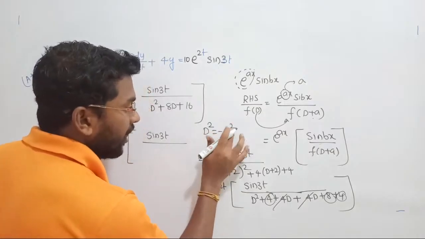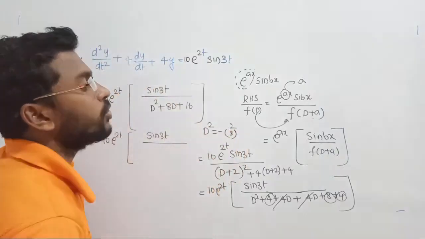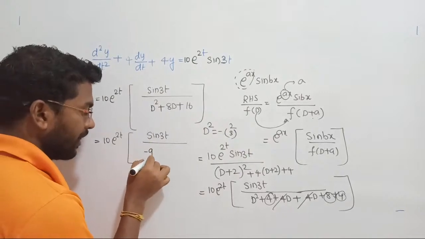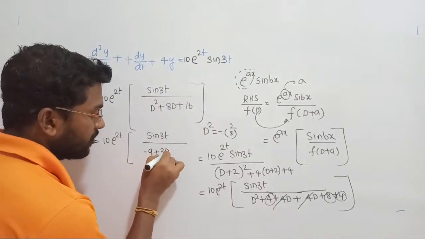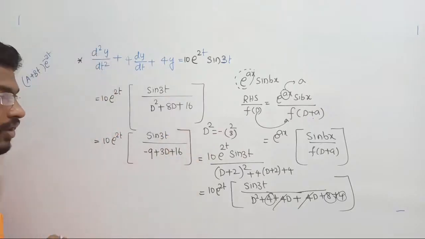What is the value of a? A is nothing but 3 in sin 3t. So a square is 3 square, so it will become minus 9. So d square will be replaced by minus 9 plus 3 times of d plus 16. Right? Yes. Sir, what I have to do?